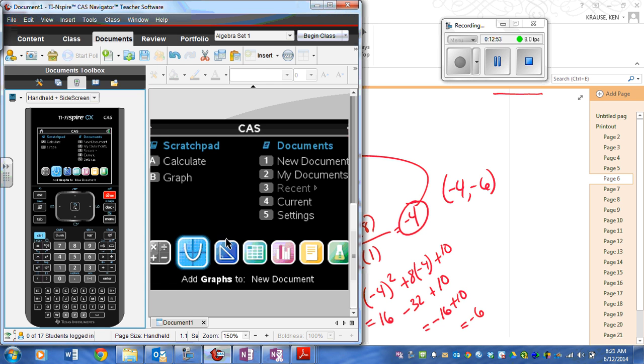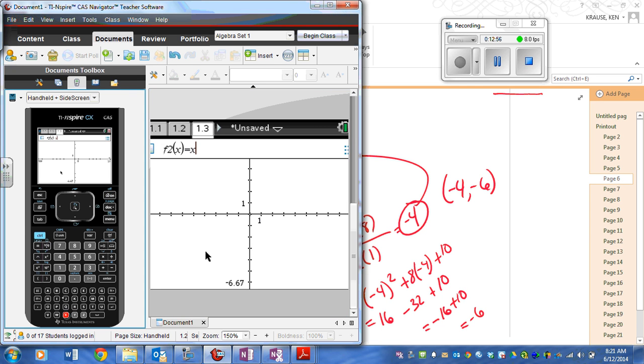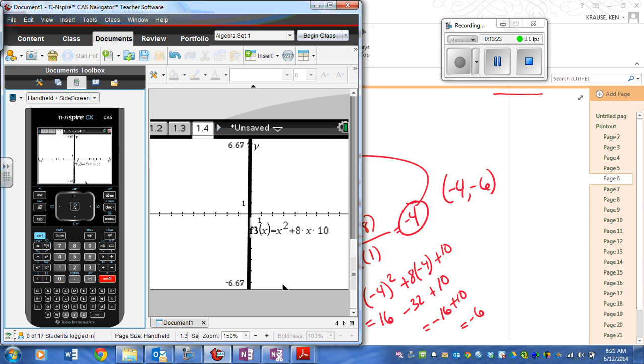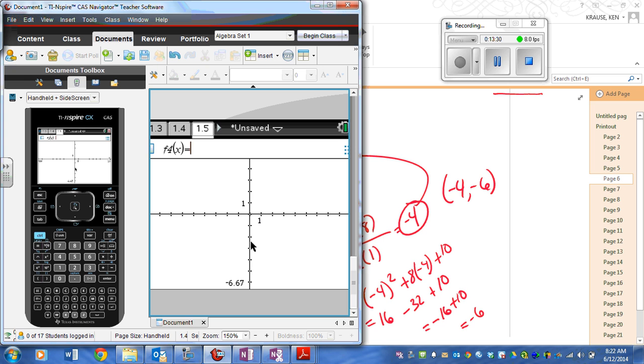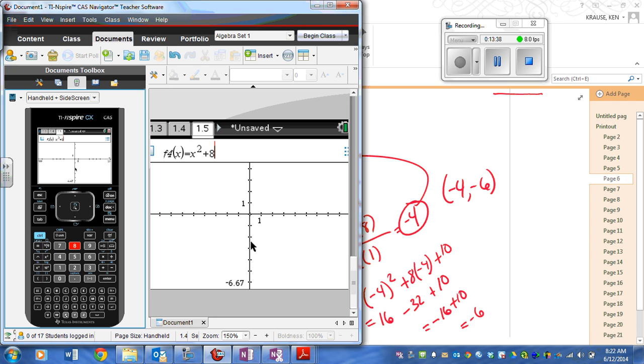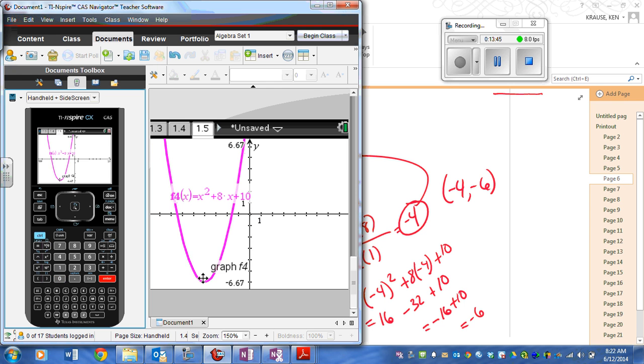I go into the graphing mode and graph x squared plus 8x plus 10. Oops, I totally did not graph that correctly. Let me try that again. That would not be a parabola. So x squared, there we go, plus 8x plus 10. Okay, hopefully this one graphs correctly. There we go. And clearly down here is the vertex.